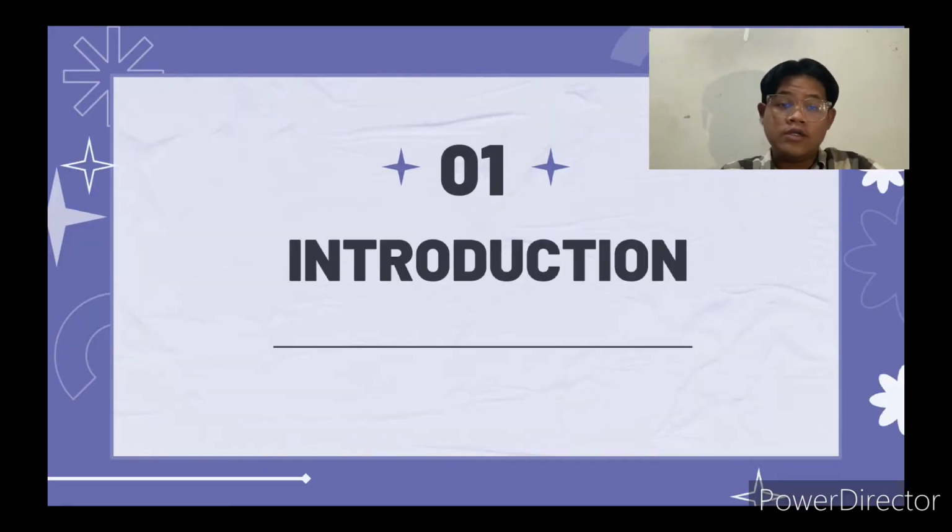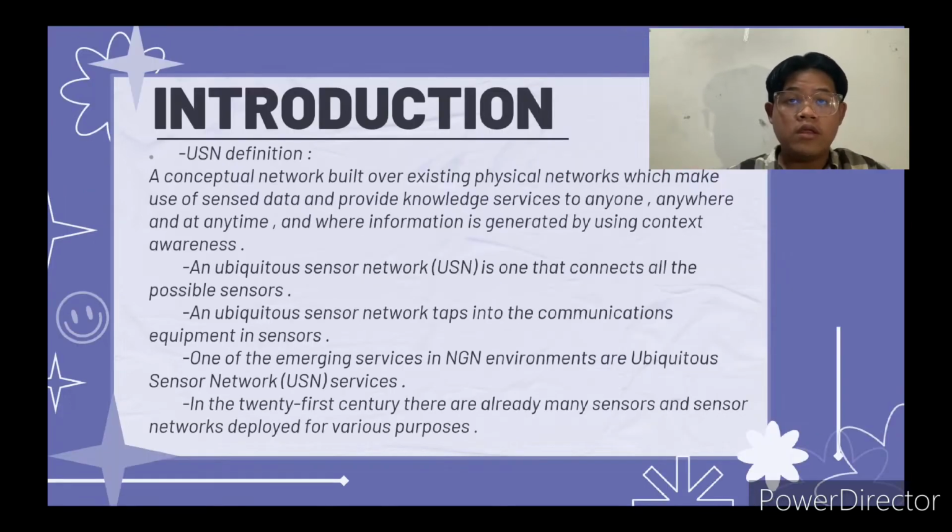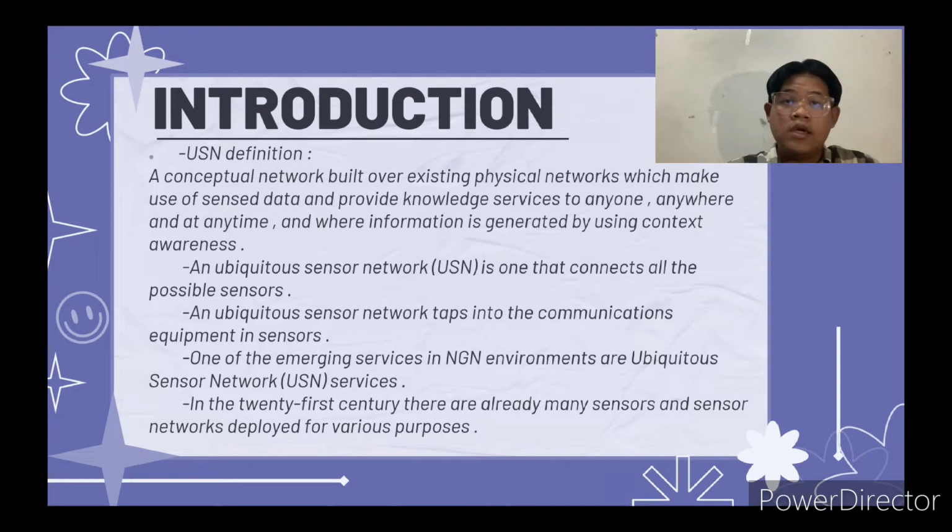So first, the 01 introduction. I will begin with the USN definition. A conceptual network built over existing physical networks which make use of sense data and provide knowledge service to anyone, anywhere and at any time, and where information is generated by using context awareness. Next, a ubiquitous sensor network, USN, is one that connects all possible sensors in a given network or environment which, theoretically, could be global. Typically, the sensors in a USN are smart sensors, which take input from the physical environment and use built-in compute resources to perform predefined functions upon detection of specific input, and then process data before passing it on.